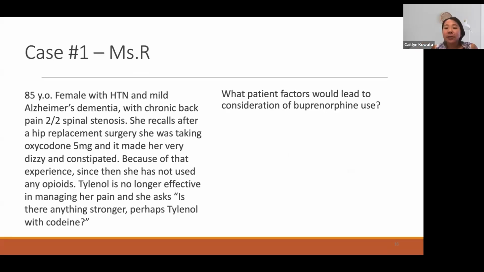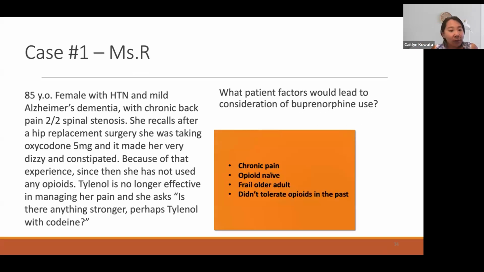So what patient factors could lead to the consideration of buprenorphine use in this patient? So the fact she has chronic pain, she's opioid naive, she's maybe a frail older adult, and she didn't tolerate opioids in the past. And for simplicity of this exercise, we're jumping to the idea of using buprenorphine in her.